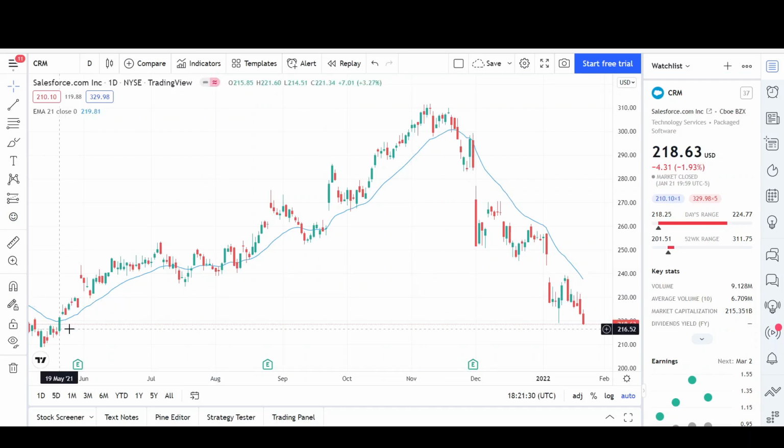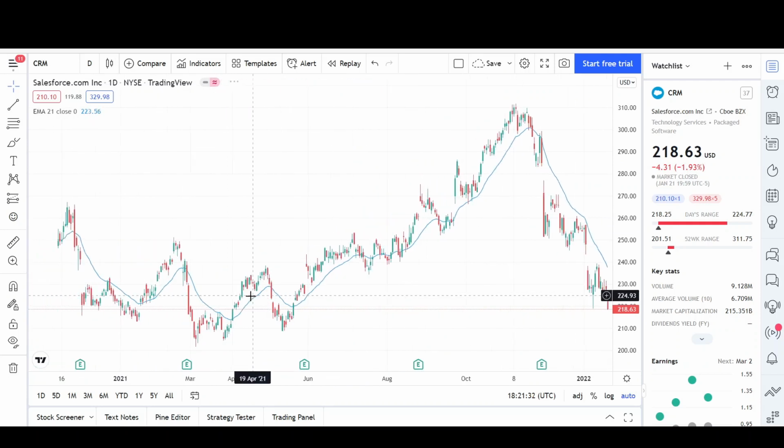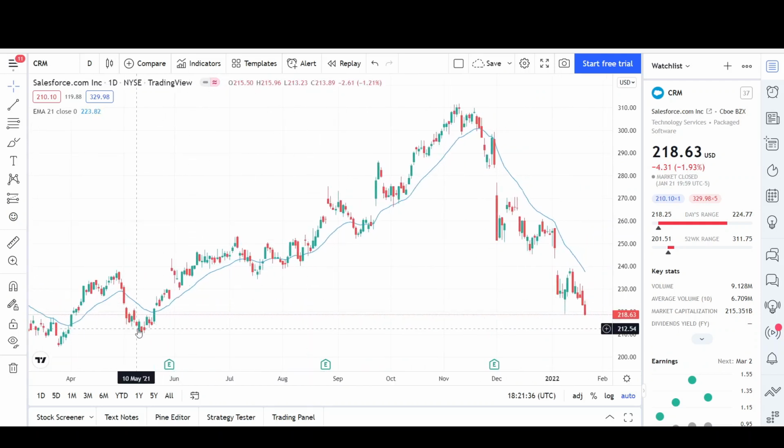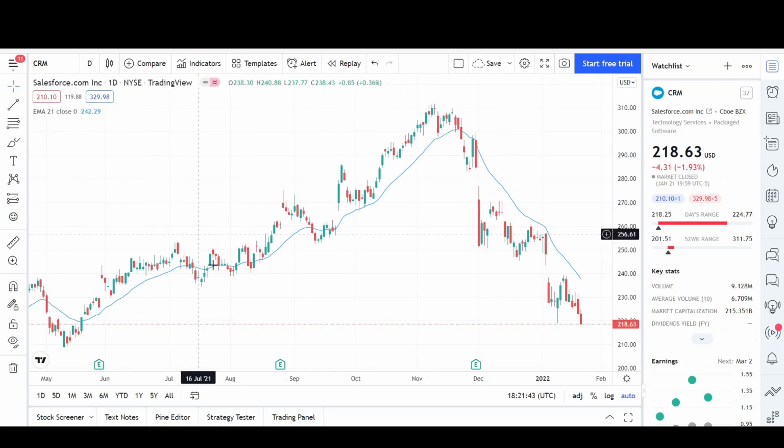You can see that previously, early last year was mostly sideways, and then from, you could say, May all the way till the end of the year is pretty much an uptrend. You can see the prices were making higher highs and higher lows. The EMA was pointing up and the EMA was acting as support.